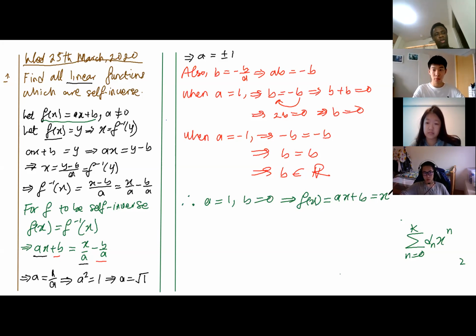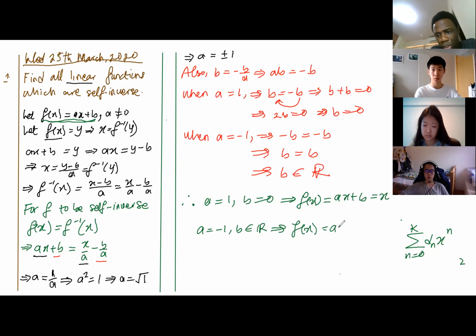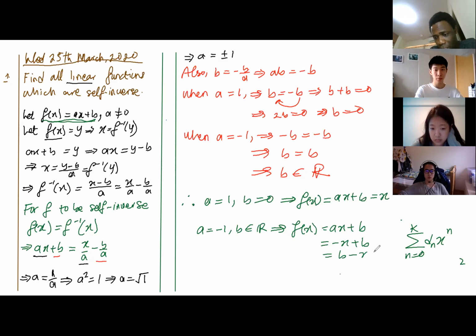Is anyone lost? Because from the beginning, it says a linear function. We started with a general form of linear function, and now we have solved to see different possibilities. When a is 1, b is equal to 0. So we substitute to get what is the real function now. Then also, a equals -1 and b is any number in R implies that f of x, which should be ax plus b, is simply -x plus b, and that is b minus x. Agreed? a is -1, b is any number. So if it's any number, just leave it as b.